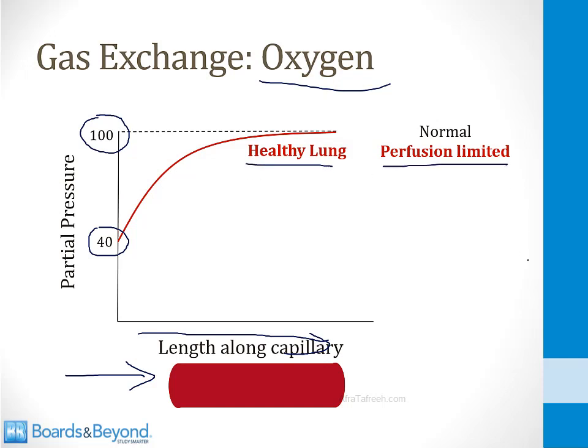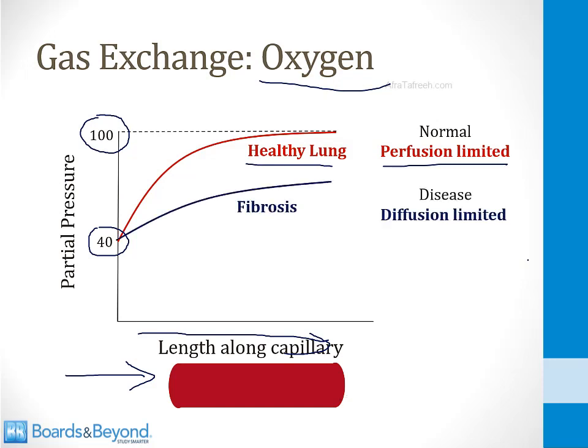There are, however, pathologic processes which impair the uptake of oxygen, and when that happens, we can get something that looks like this. For example, pulmonary fibrosis impairs diffusion of oxygen into the bloodstream. So in patients with pulmonary fibrosis, they can develop hypoxemia.